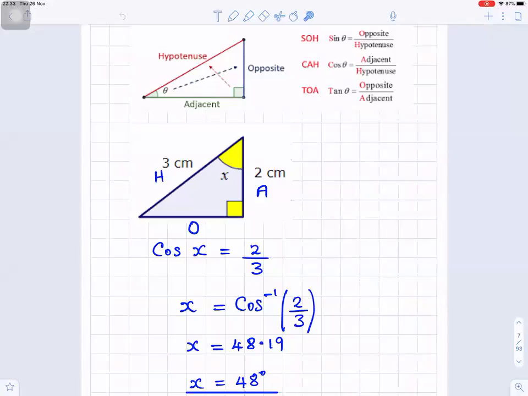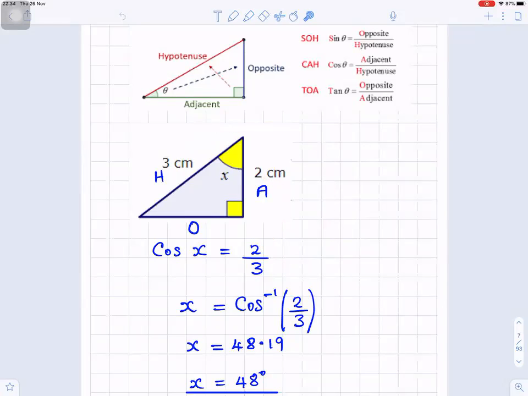For this one, you look at the angle, opposite, adjacent is 2 centimeters, hypotenuse is 3. Which two do we know? We know the adjacent and we know the hypotenuse. So we're going to use cosine theta, the CAH. So cosine of x is adjacent, which is 2, divided by hypotenuse, which is 3.